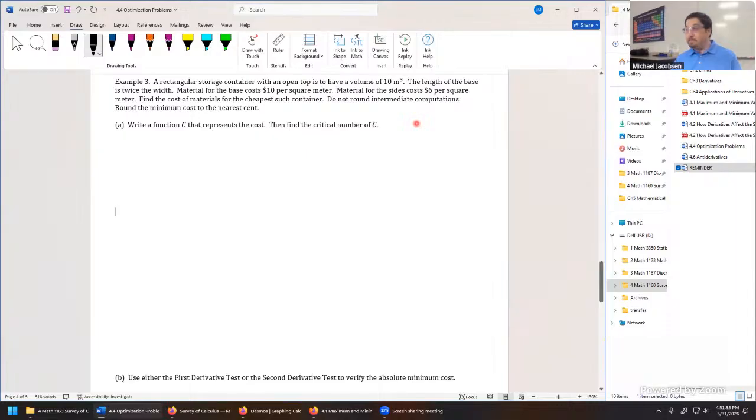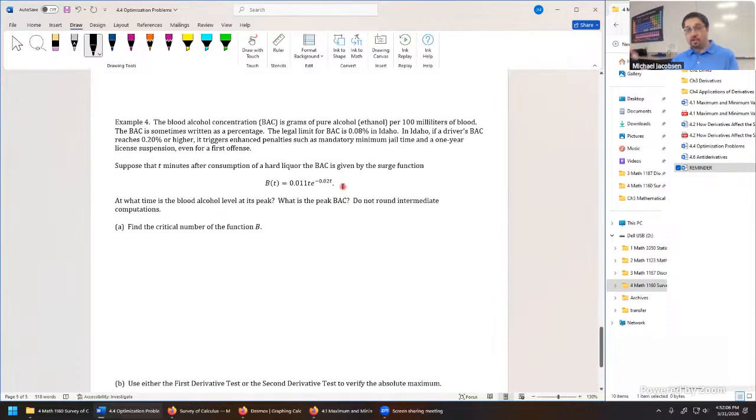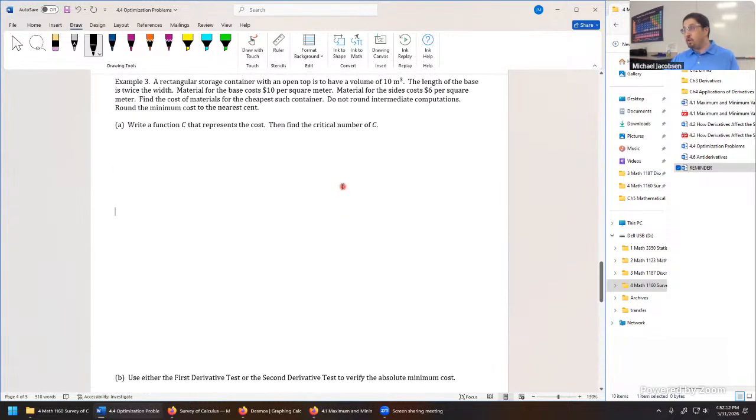Okay, one thing that's tricky about this problem is that the function is not provided. That makes it actually kind of tough. On the next example, there's the function, and we just launch right into finding its critical number. It's a lot easier to work through. But this one's kind of like example 1, where we have to build the function.